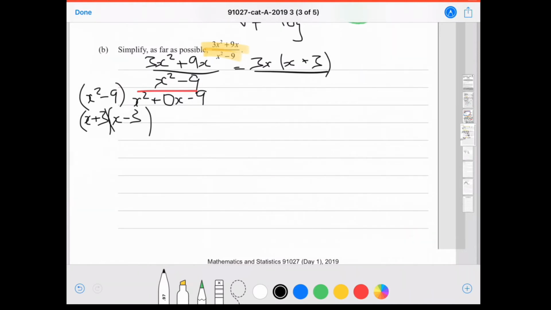And that is the correct factorization. Difference between squares, guys. You might have, for example, x squared minus 64, and this would equal x plus 8, x minus 8. So same with 49 would be plus 7 minus 7, 100 plus 10 minus 10. Same principle. Okay, so let's take this and put it in our fraction. X plus 3 and x minus 3.